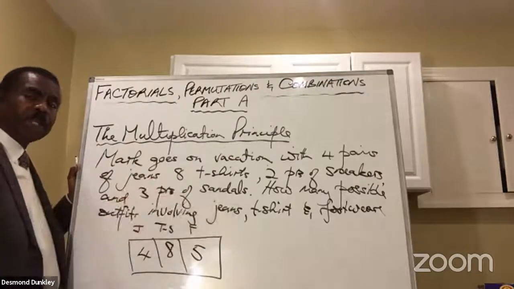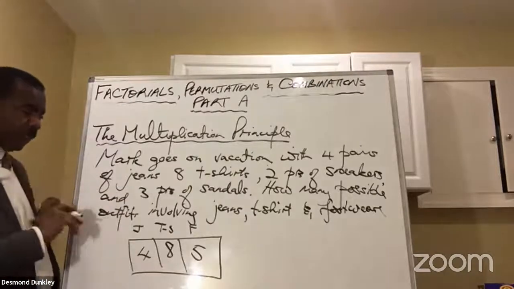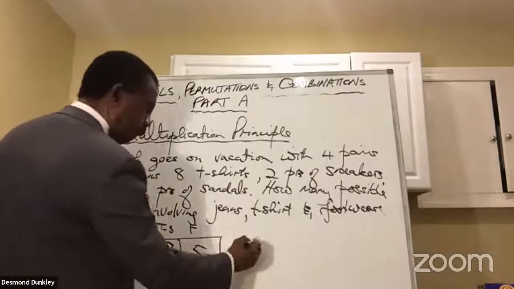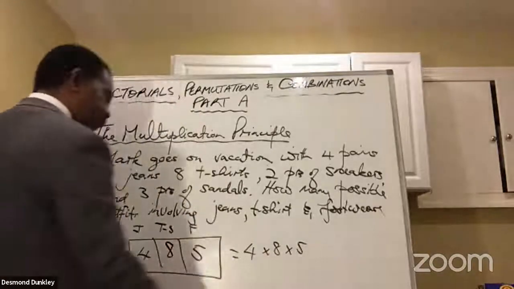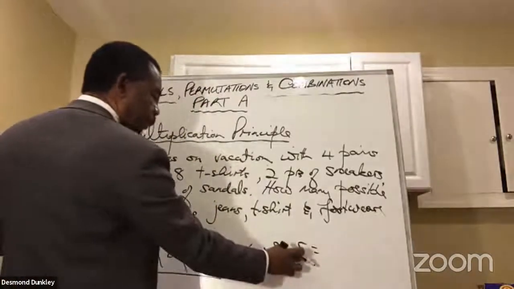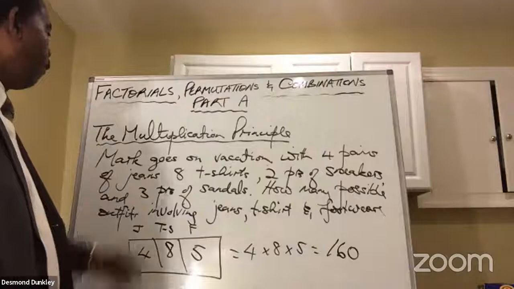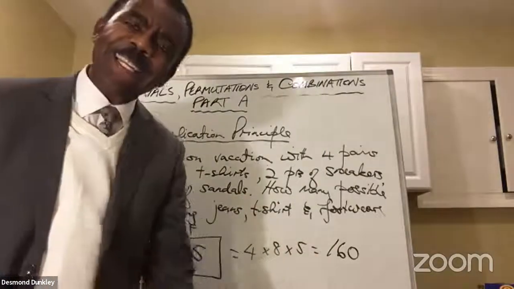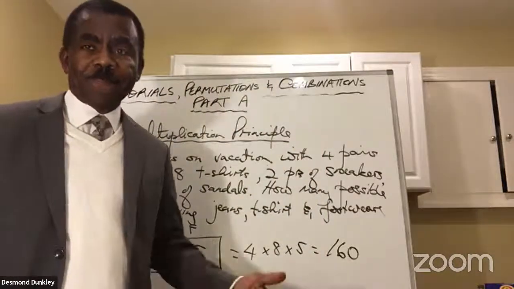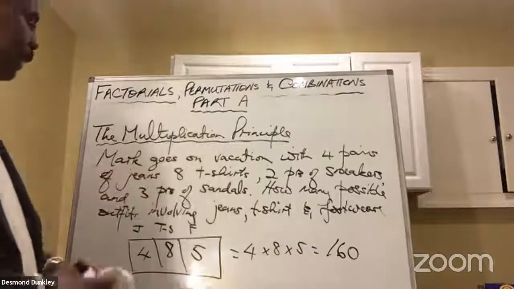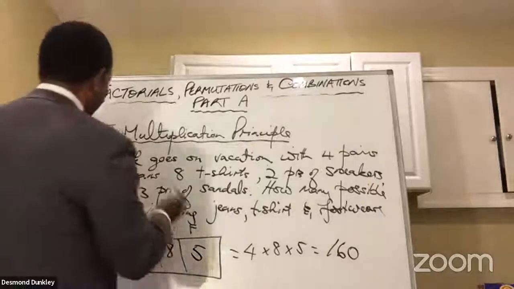Just multiply the numbers, and that will give you the total number of ways that you could do both of them. Okay? So in this case, the answer is 4 times 8 times 5, and that gives us 5 4 is 20, 8 times 20, 160. So Mark could create 160 different outfits by changing up his arrangement. Okay? So that's what that's about. I'll use one more example as we close. One more example.